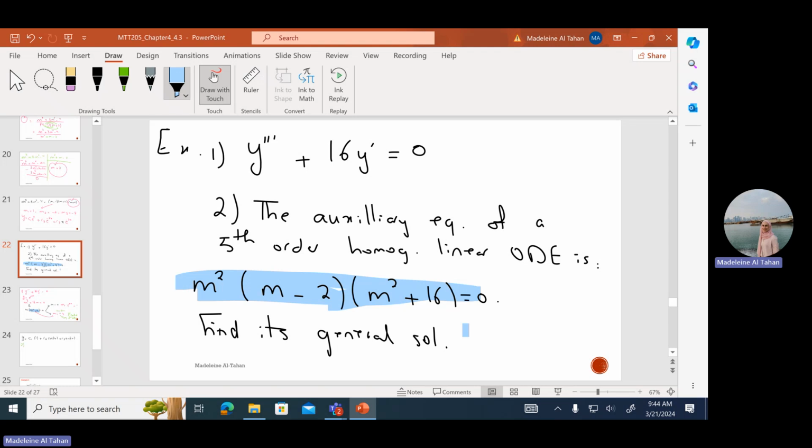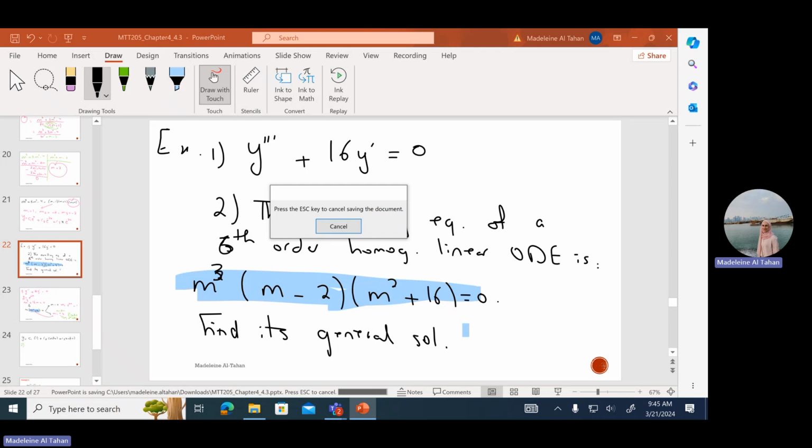But Miss, can we make it sixth order? Just a second. And put here MQ. How many independent solutions should we have here, Miss? 6 independent solutions.